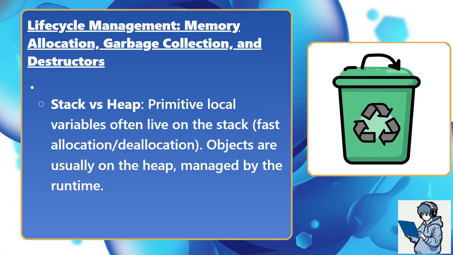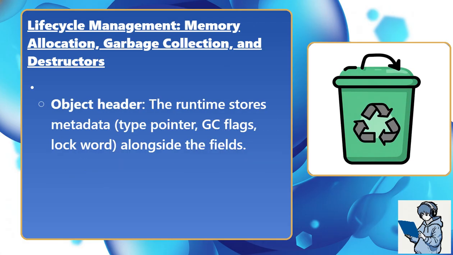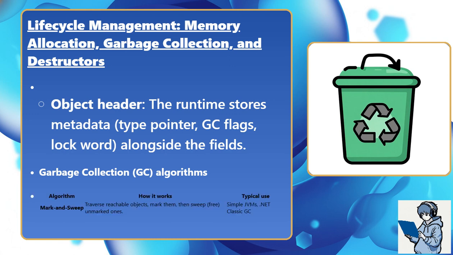Stack versus heap. Primitive local variables often live on the stack, with fast allocation and deallocation. Objects are usually on the heap, managed by the runtime. Object header: the runtime stores metadata, such as a type pointer, garbage collection flags, and a lock word, alongside the fields. Garbage collection algorithms. Mark and sweep: traverse reachable objects, mark them, then sweep and free unmarked ones. Used in simple Java virtual machines and the .NET classic garbage collector.